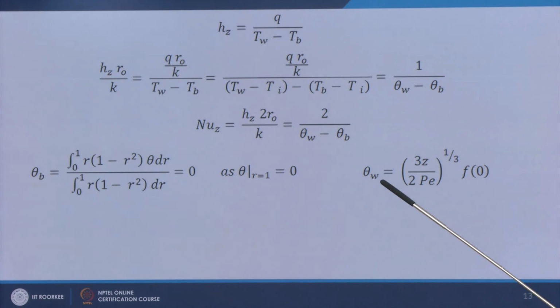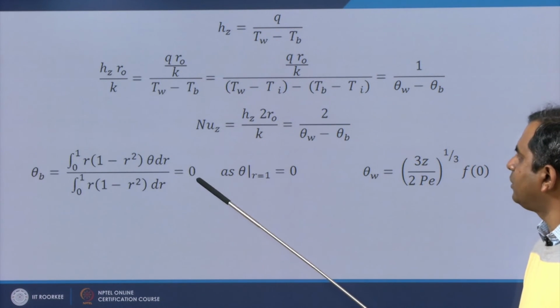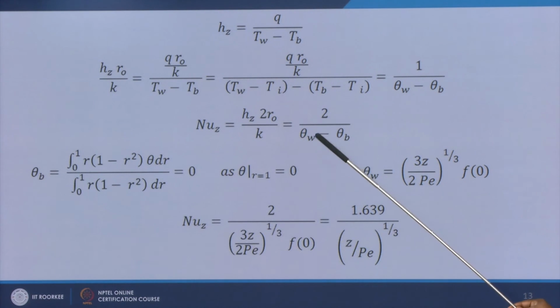So here you see we have got theta w, here we have got theta b which is 0, so we can easily find out the Nusselt number. So Nusselt number becomes, theta w is nothing but this one, so this quantity we have written, minus theta b which is 0, so this is actually becoming 2 by theta w, okay.